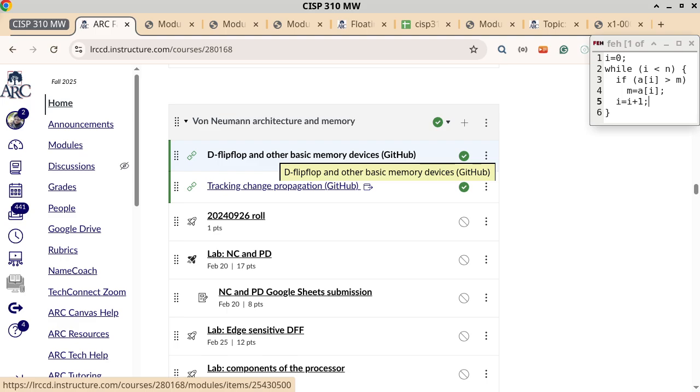All right, so we're going to get started today with the flip-flop and other basic memory devices. And we're going to start with the device called the SR latch. I don't think we have gotten to the SR latches yet in this class.